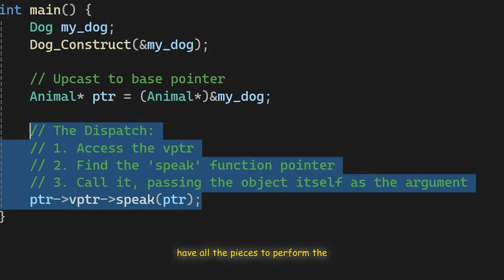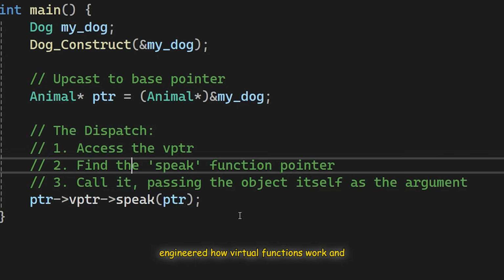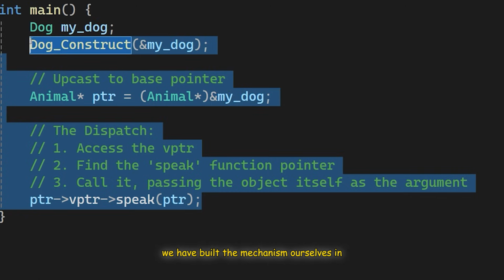Finally, we have all the pieces to perform the dispatch. Let's look at what speak actually translates to in our manual system. This syntax is effectively what the CPU executes. It follows the pointer in the object to the table, finds the function, and jumps. By writing this out, we realize that dynamic binding is just a pointer dereference. There is no magic lookup system or hash map involved. It is a direct memory access. We have successfully reverse engineered how virtual functions work, and we have built the mechanism ourselves in C.